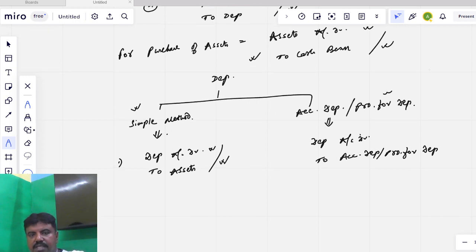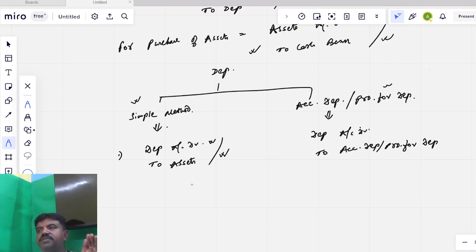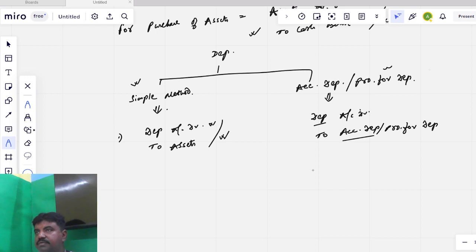The basic difference is that under the simple method, the asset value is directly reduced by the depreciation amount. But when we follow the accumulated method, the asset value is not reduced. The depreciation is accumulated in a separate account called the accumulated depreciation account. Okay, so this will follow every year when the depreciation is charged. Every year in the simple method, debit to assets, but under the accumulated method, debit to accumulated depreciation.